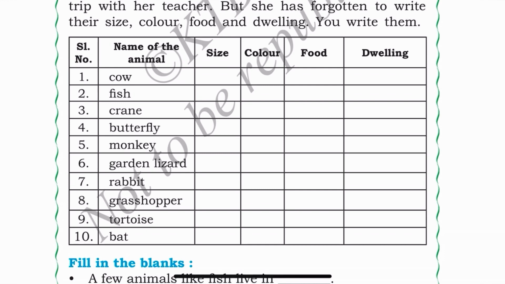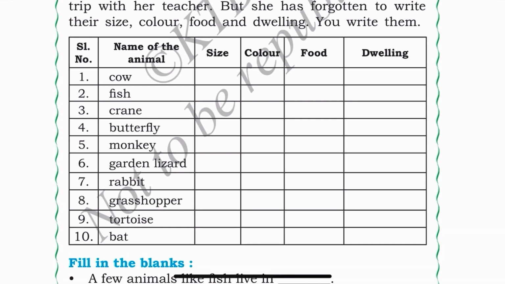Children, now let us know the size, color, food and dwelling of different animals. Dwelling is nothing but the place where they live. Children, now let us know the size of a cow. Size of the cow is big. Color is white. What is the food that cow eats? It eats grass. Where does the cow live? It lives in the shed.